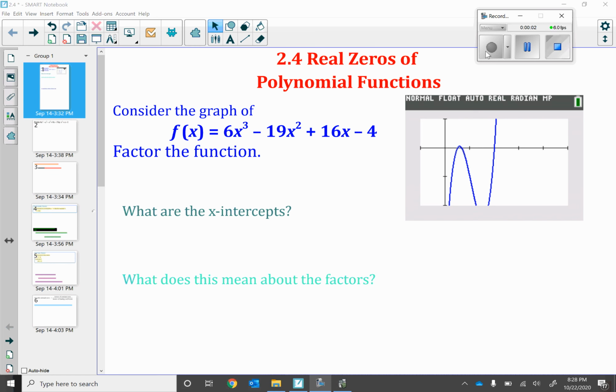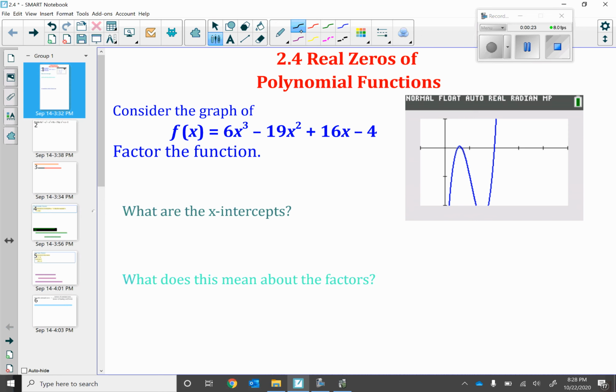Hi Pre-Calc. We are taking some notes on 2.4, real zeros of polynomial functions. We are going to consider the graph of 6x cubed minus 19x squared plus 16x minus 4, which is the function that you see on the screen. And I want to factor this function.